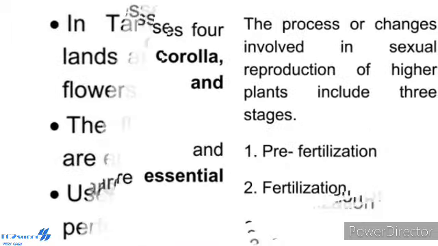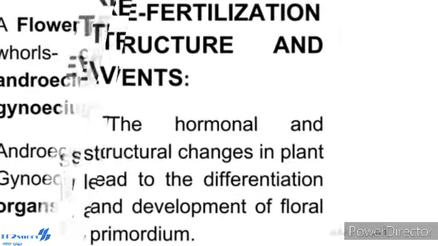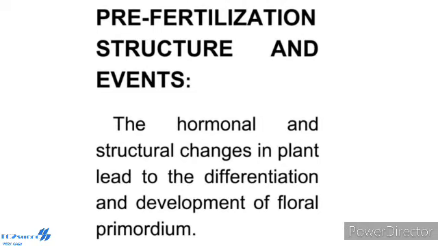So a flower possesses 4 whorls: calyx, corolla, androecium and gynoecium. Androecium and gynoecium are essential organs. The changes involved in the sexual reproduction of higher plants include 3 stages. Number 1, pre-fertilization. Number 2, fertilization. Number 3, post-fertilization. So the first changes involved in the reproduction: Number 1, pre-fertilization, structure and events.